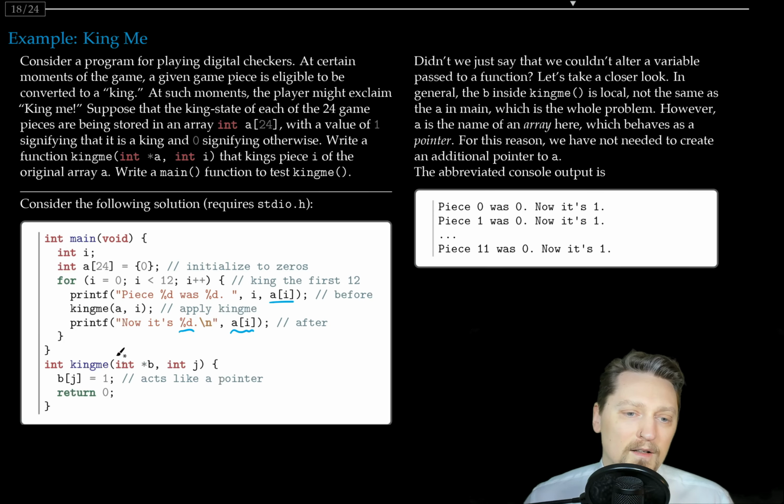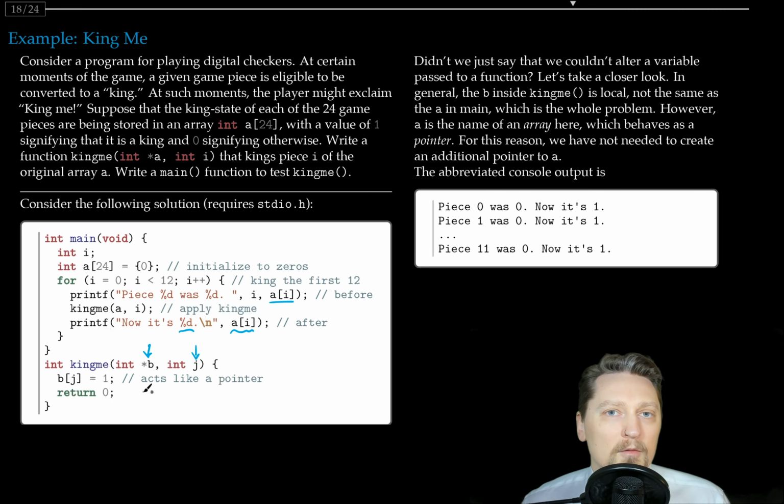Kingme then is going to have as its first argument a pointer B to the array, and J is an index. So B of J is equal to 1. So how are we able to do this? How are we able to take B and assign 1 to that?